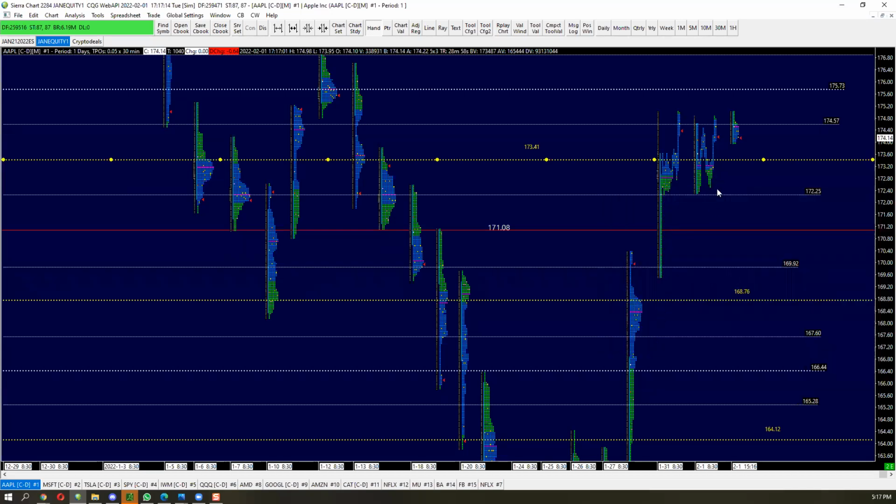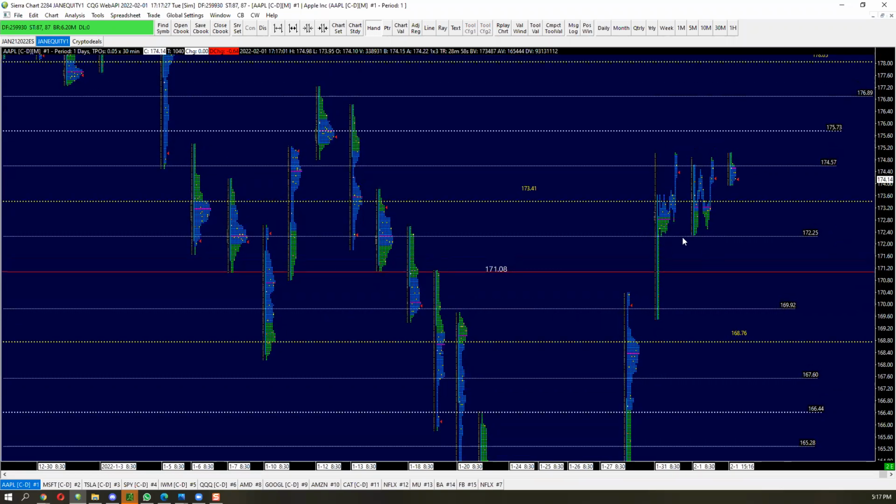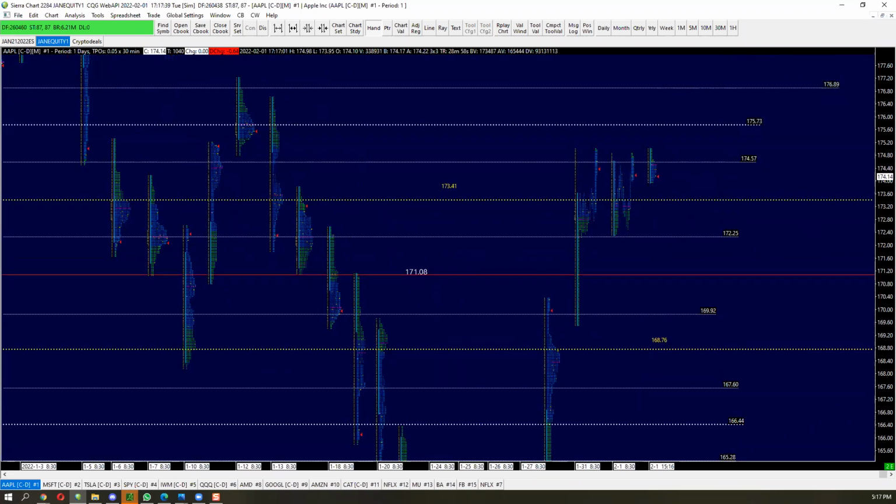Apple rallied, right? The shape of this profile is very interesting because it tells me that the shorts are trapped under $172 a share. Does everybody see that? So today when the market traded and came down to where the shorts were trapped, it was automatically bought. Can everybody see that? It's very, very clear here.